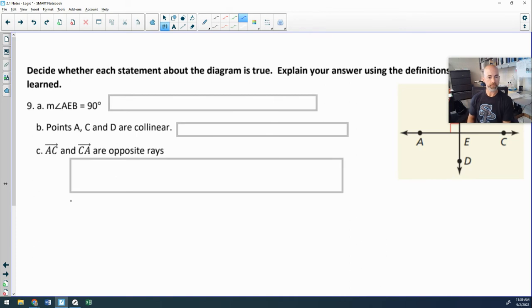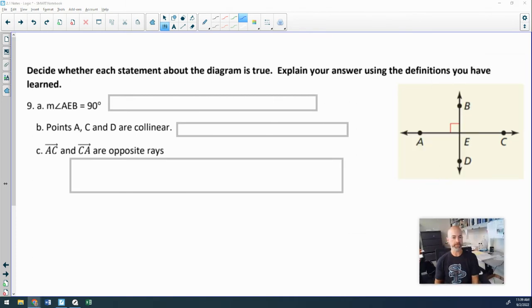Moving on. Okay, so let's look at these. Decide whether each statement about the diagram is true and explain your answer using the definitions you have learned. So what do you know, and are these true statements? While we're not putting it in conditional form, this is kind of how the conditional thought process works. It's looking at something and determining, is it true? Can we make these conclusions based on what's given?